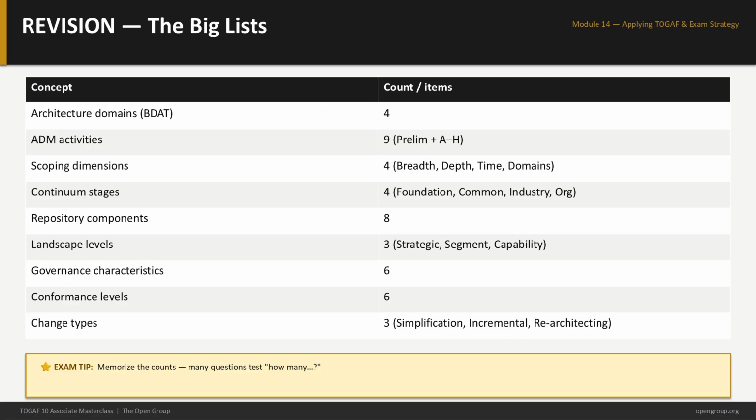There are 6 governance characteristics. There are 6 conformance levels. And there are 3 change types. Memorize these numbers as a sequence: 4, 9, 4, 4, 8, 3, 6, 6, 3. Knowing the counts cold turns how many questions into instant points.